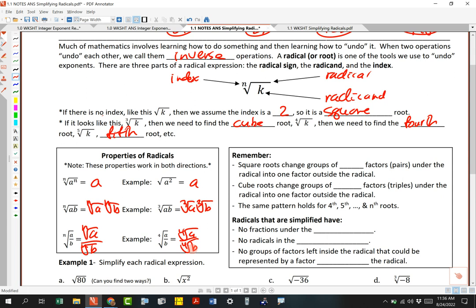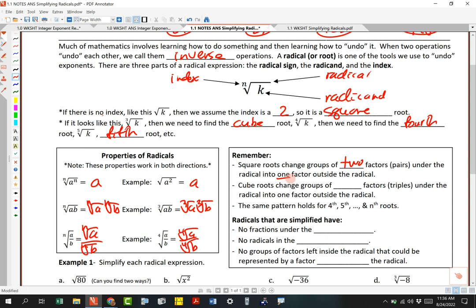So here's a little box to remind us how square roots and cube roots work, and then it kind of works for the other ones. Square roots change groups of two factors, in other words pairs, under the radical into one factor on the outside of the radical. So that's kind of how they undo squaring. Squaring takes one factor and turns it into two. Square root takes two factors and turns them into one on the outside.